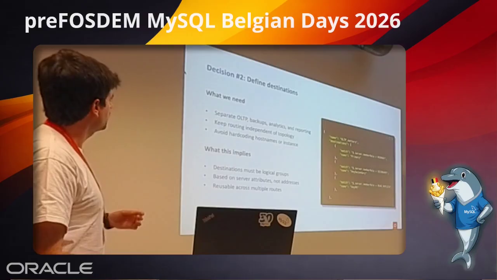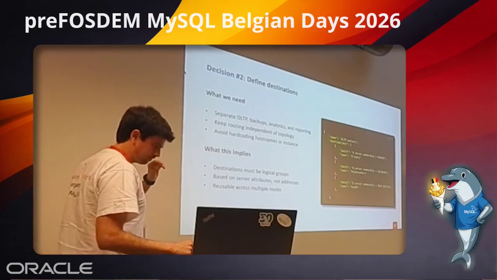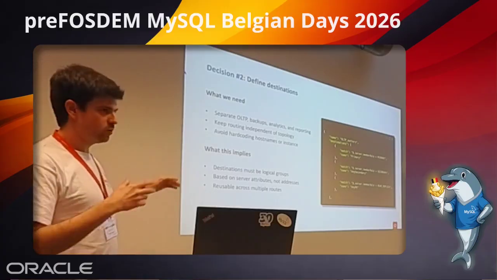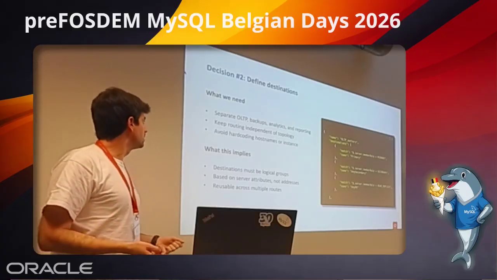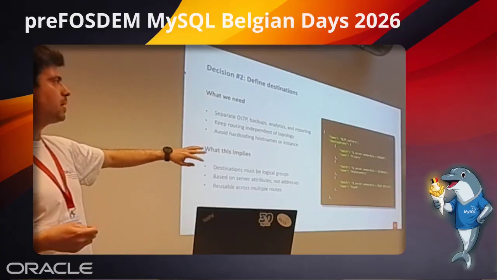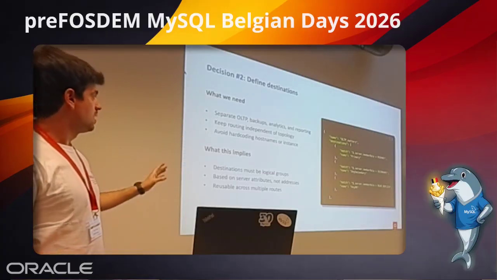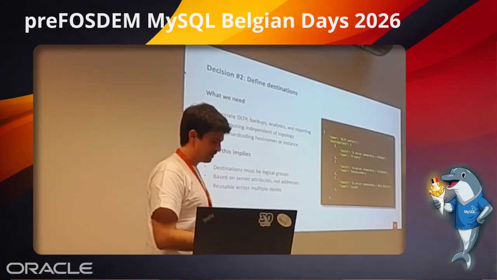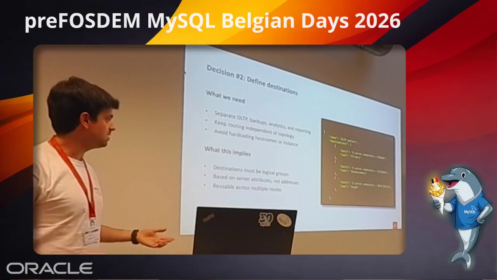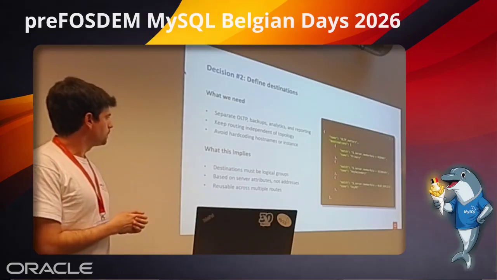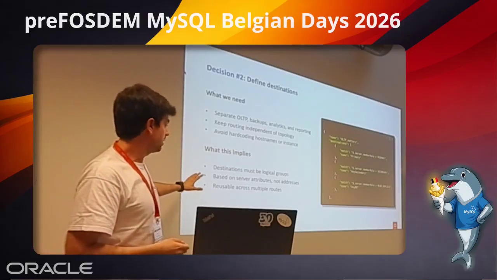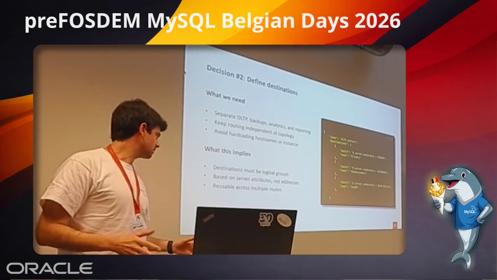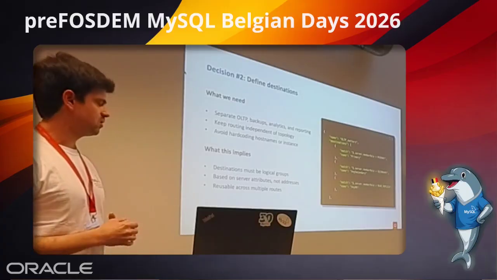And I already mentioned primary, secondary, and any read replica. So we need to start defining destinations. What do we need? We need to separate OLTP, backups, analytics, and reporting. We must avoid hard coding of things, such as IP addresses, host names, and so on, because they change. So we define the destinations based on server attributes, nothing else, so that they can be reused across multiple routes.